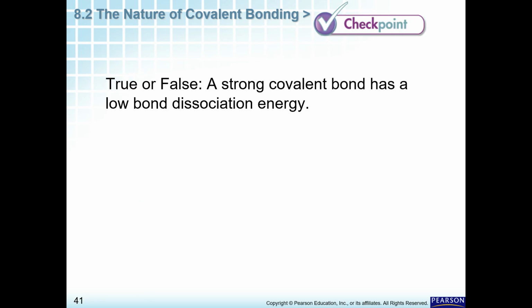So we're going to end on a true and false. A strong covalent bond has a low bond dissociation energy. If you'd like to pause this video and see if you're right, you can. Now here, hopefully we answered false. A strong covalent bond should actually have a high bond dissociation energy.